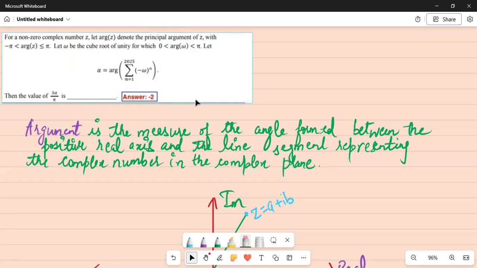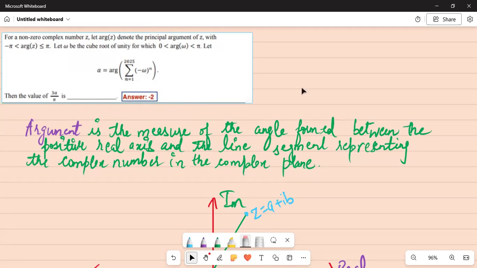In this video, we'll be discussing a question of JEE Advanced from the topic of complex numbers. The question is that for a non-zero complex number z, arg z denotes the principal argument of z, with the values lying between minus pi and pi, where pi is included and minus pi is not included. So omega is the cube root of unity for which the principal argument lies between 0 and pi strictly, and they have denoted alpha as the principal argument of some complex number, and they are asking us to evaluate alpha by pi. So we just need to figure out alpha to find the final answer.